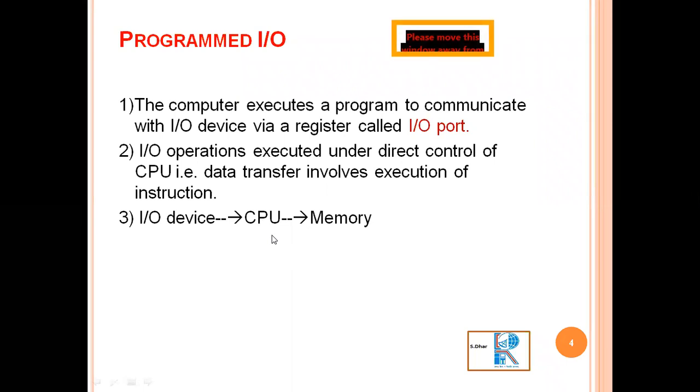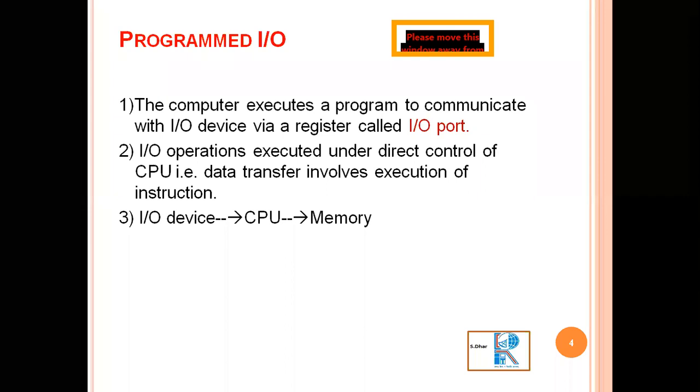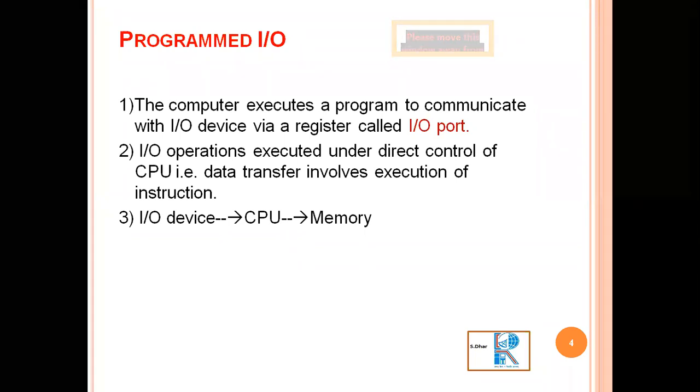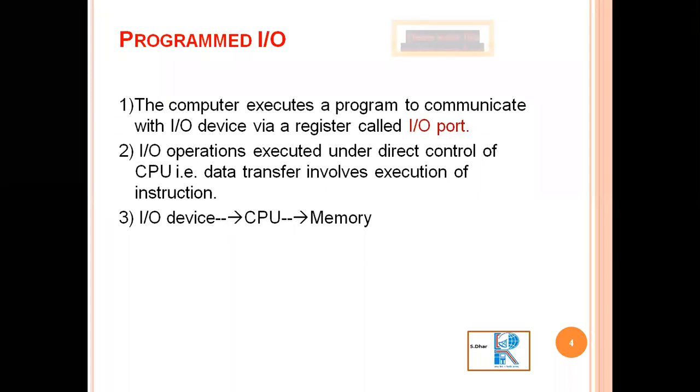That means the CPU is involved in the programmed IO. So what is programmed IO? In programmed IO, a set of programs is executed to transfer the data from and to the IO device, and this program is executed under the direct control of the CPU. That means the CPU controls the whole operation of the programmed IO. Clear?